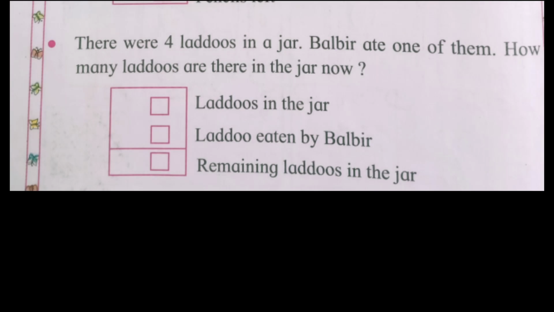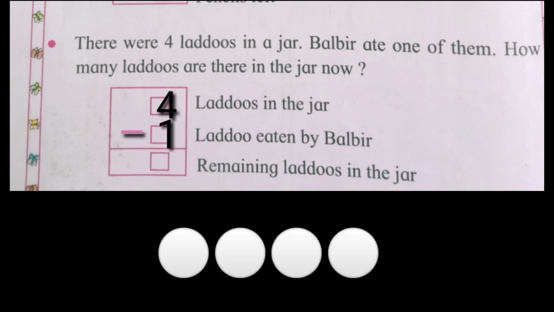There were 4 laddus in a jar. Balbir ate one of them. How many laddus are there in the jar now? So there are 4 laddus in a jar, right? So we write here 4. And how many laddus eaten by Balbir? Only 1. So we write here 1. Now put the minus sign here.